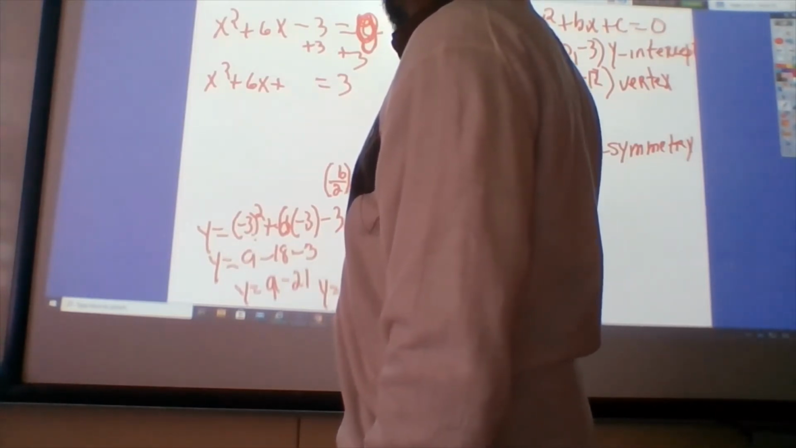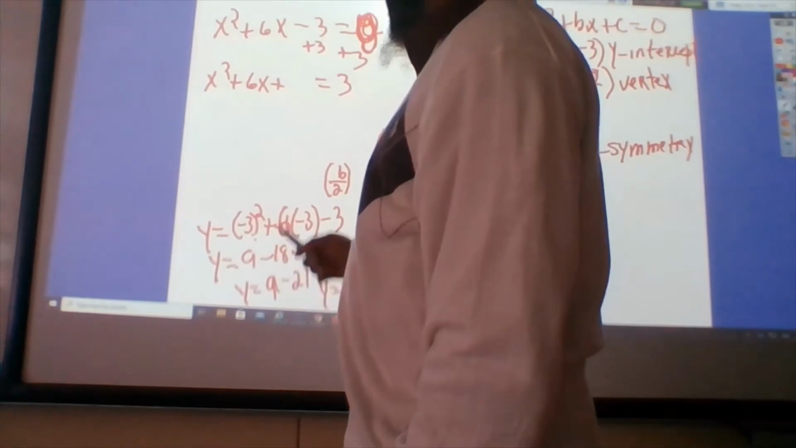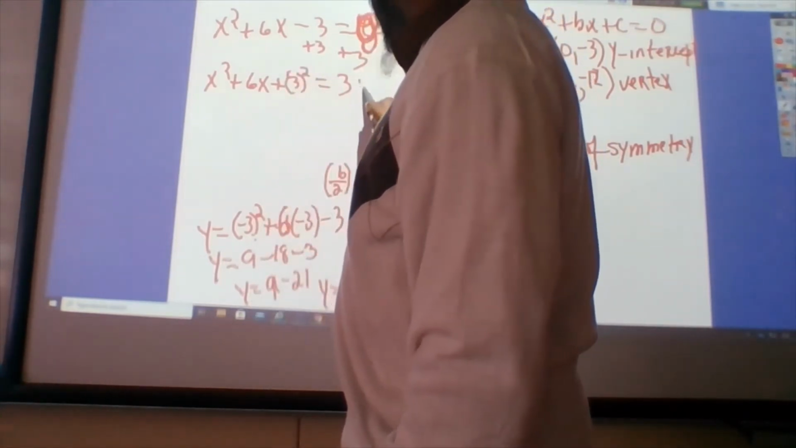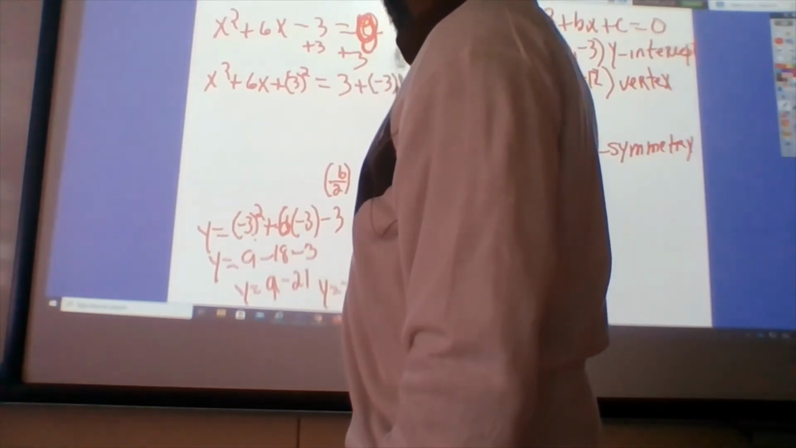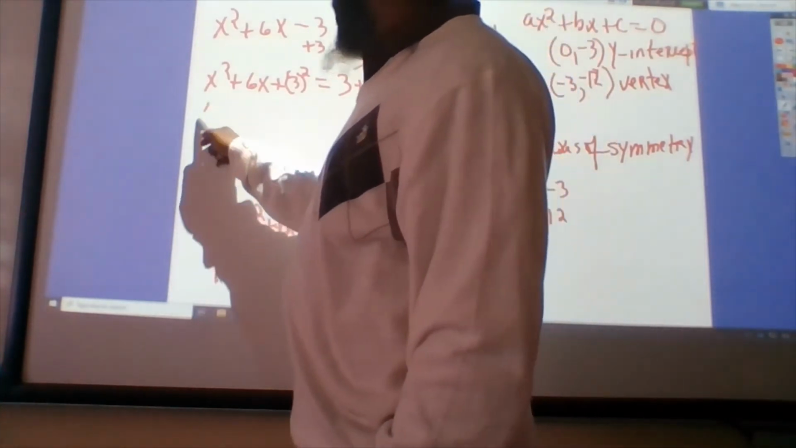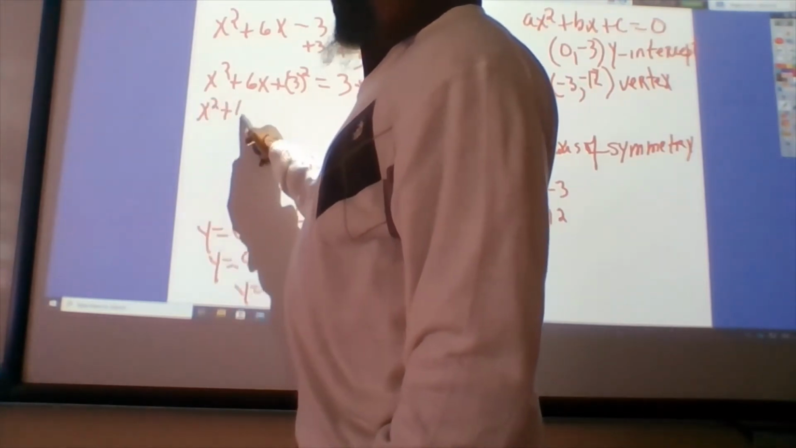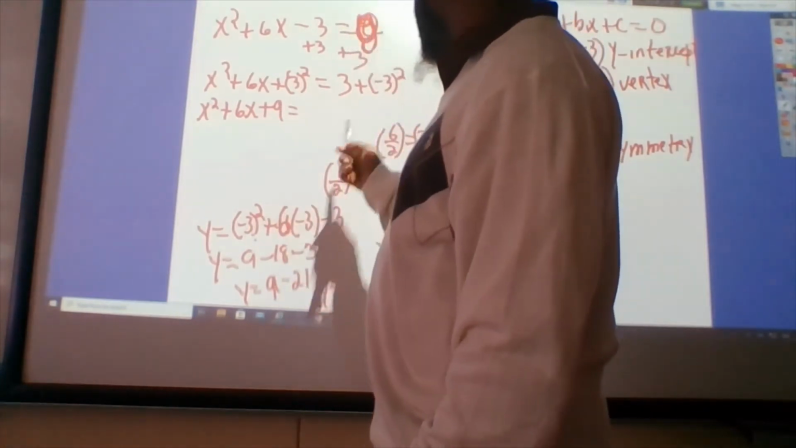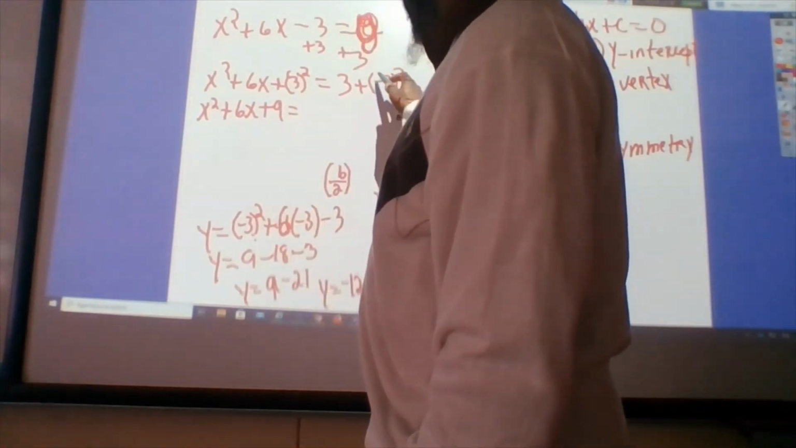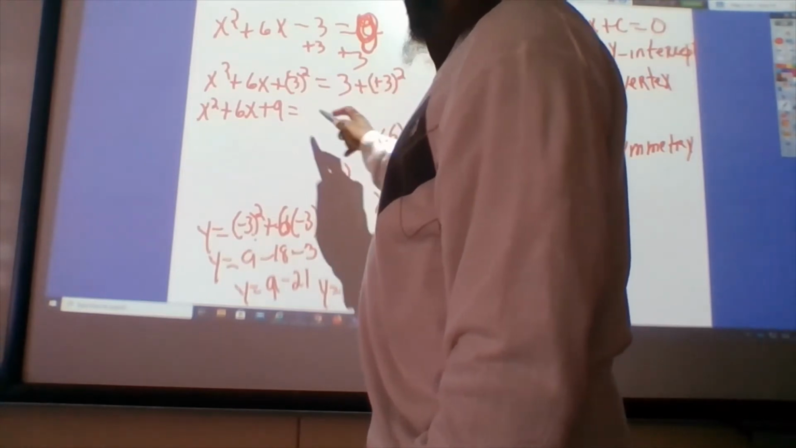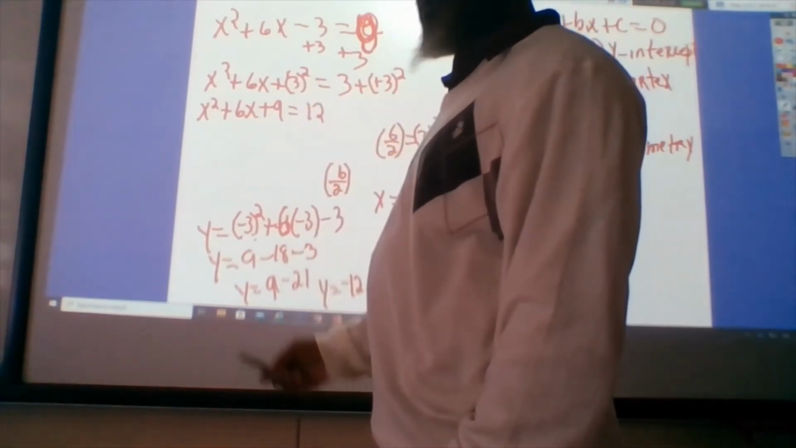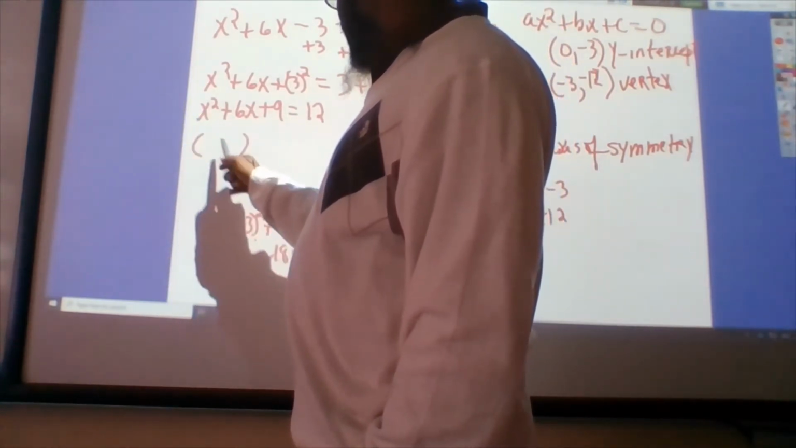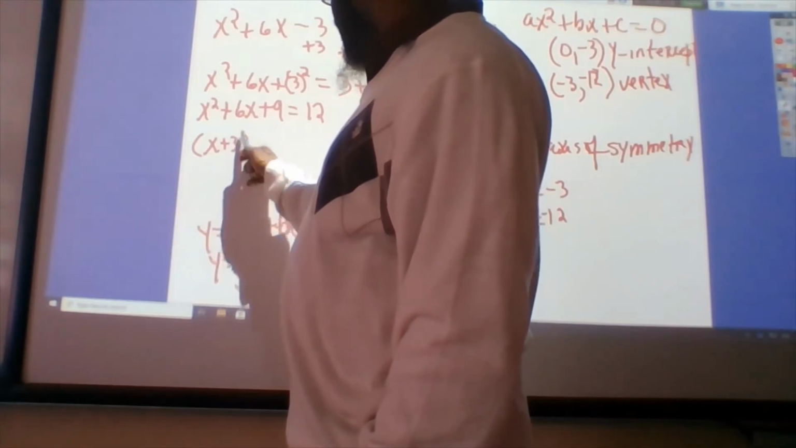Then I will end up with x squared plus 6x plus 9. This becomes a perfect square trinomial. And this will be 3 plus 9, which is 12. Then I'm going to write that perfect square trinomial as x plus 3 squared is equal to 12. Now the only thing you have to do is take the square root. That will be x plus 3 is equal to plus or minus the square root of 12.